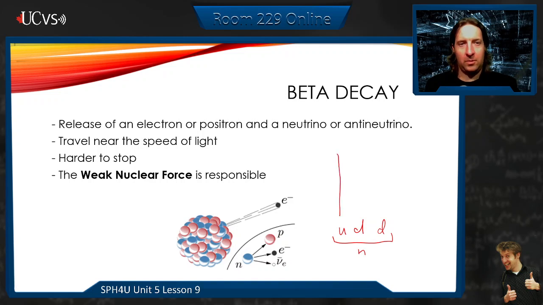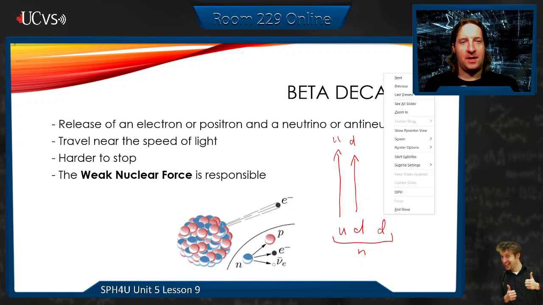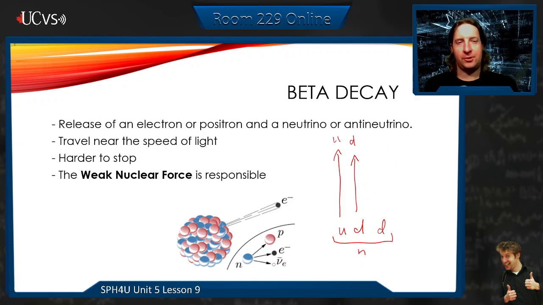Now, what can happen is sometimes one of these down quarks will magically, not really magically, but there's a probability that this down quark is able to... Sorry, there's a finite probability that this down quark can actually decay into an up quark. It can transmute, it can change into a different flavor of quark.